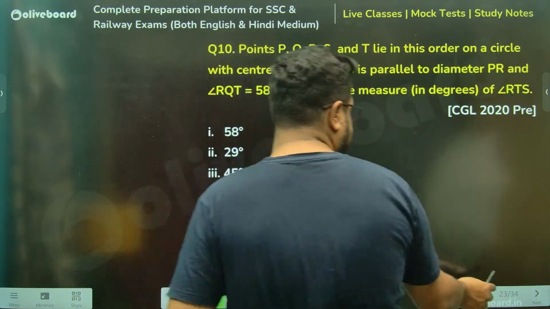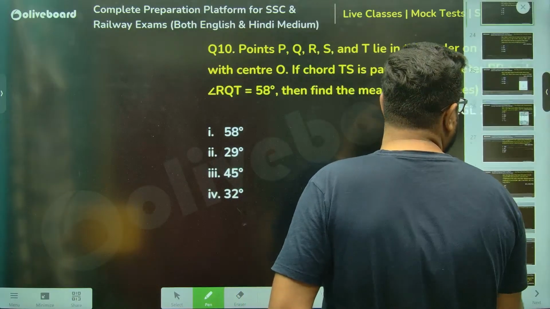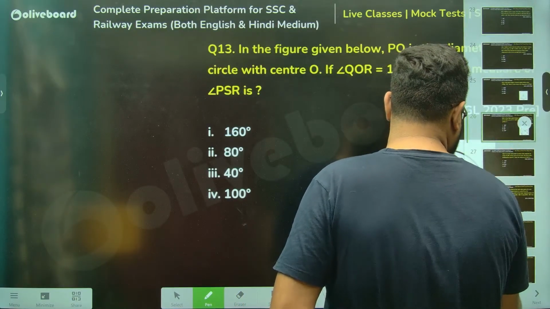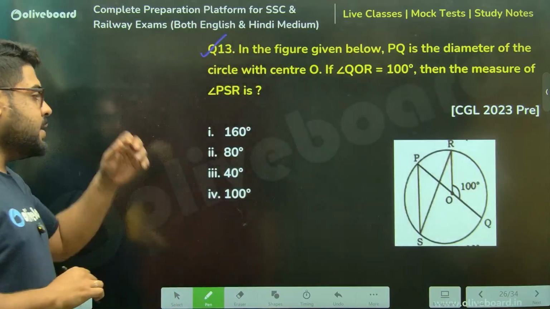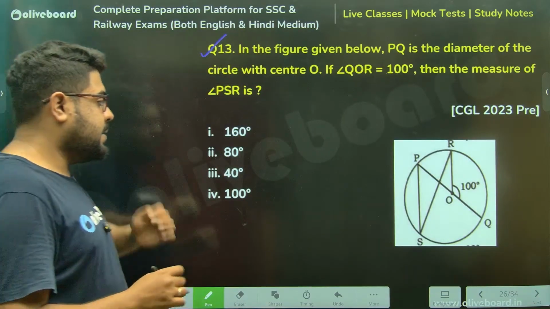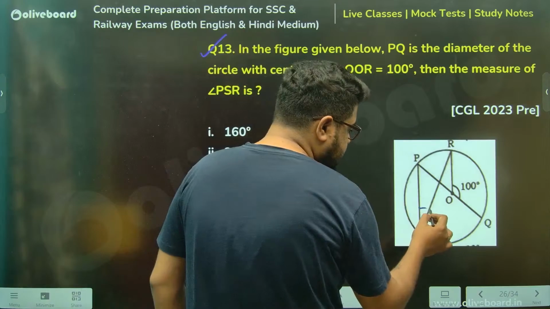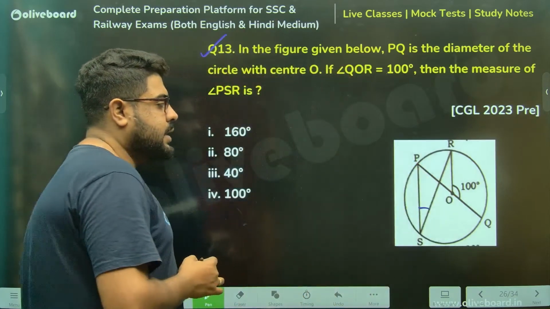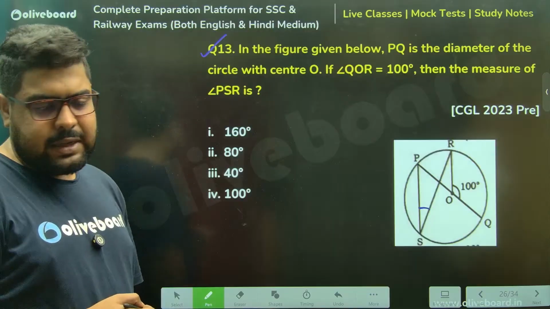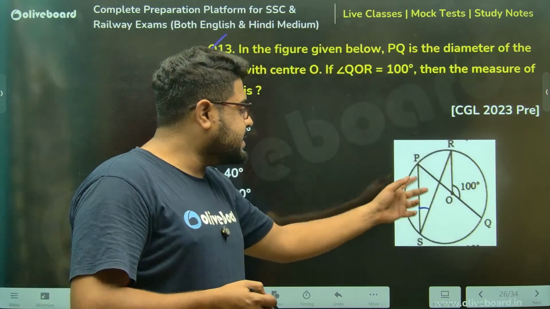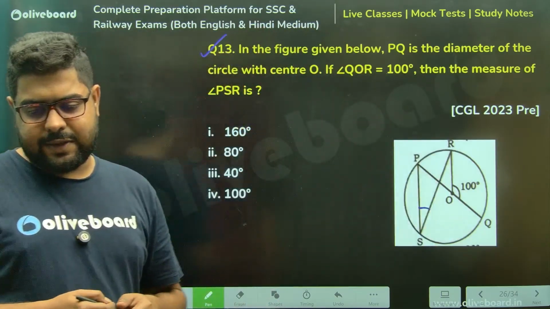Okay, we'll do this. Now, let's do a couple of calculation-based questions. So this is a question. Can anyone tell me what this is? Measure of PSR, meaning they are asking us the measure of this angle. How can we do this? Everything is written, this is given, PQ is the diameter, that's also given.